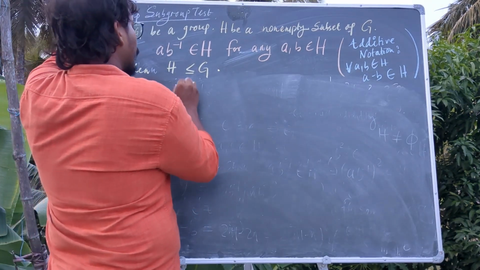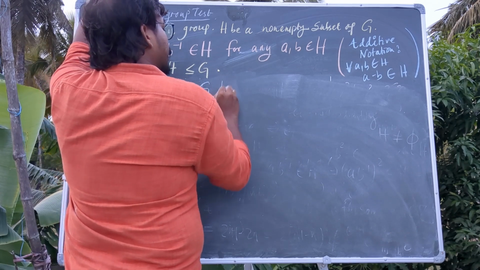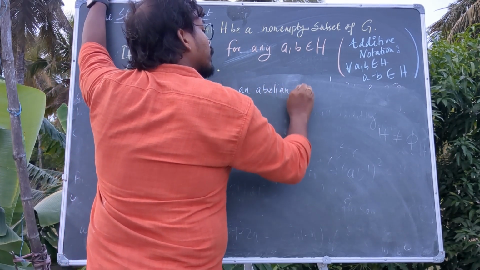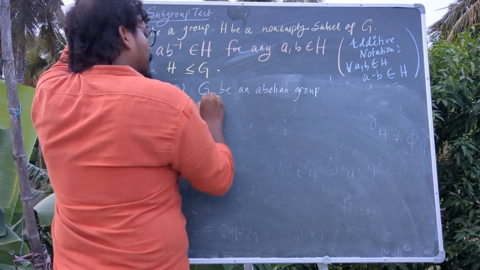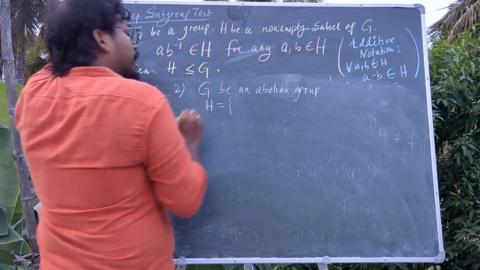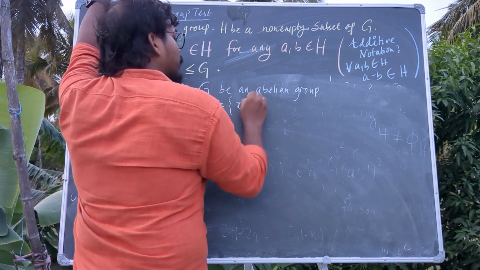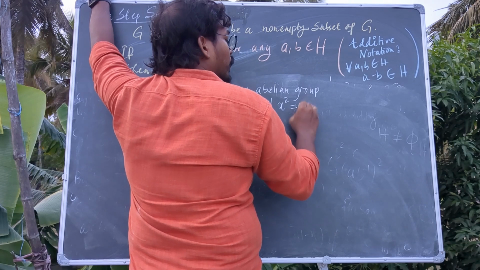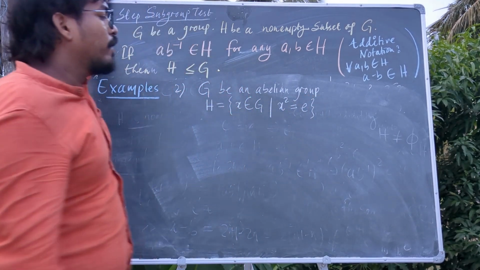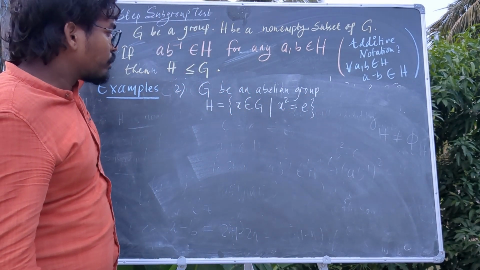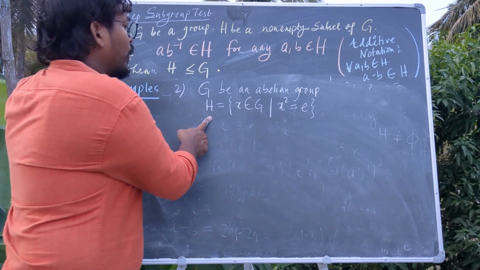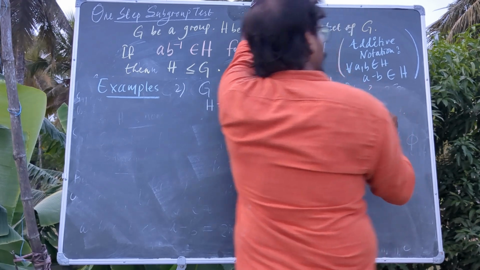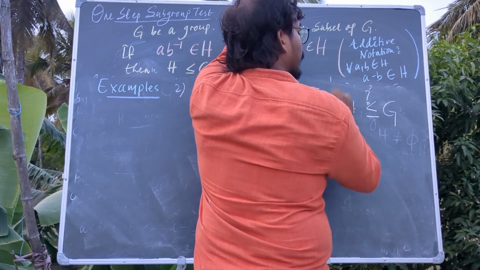Second example: we have G an abelian group, and H is a subset of G containing all those elements of G such that when they are operated with themselves you get the identity. We have to show H is a subgroup of G.